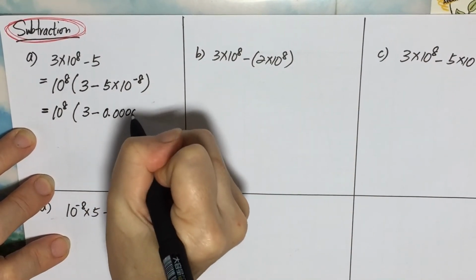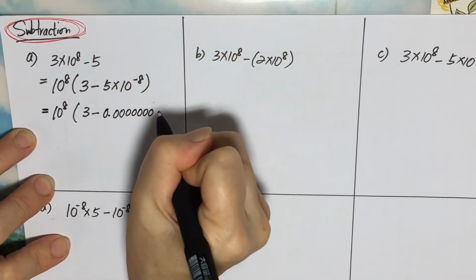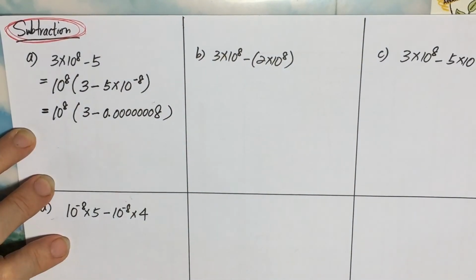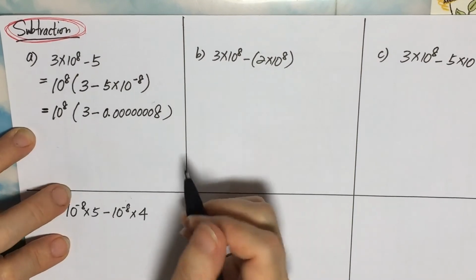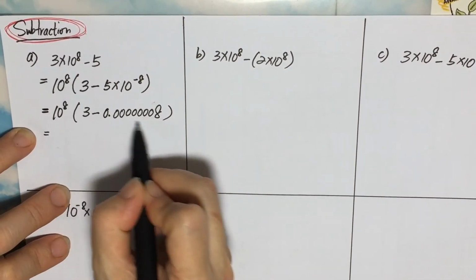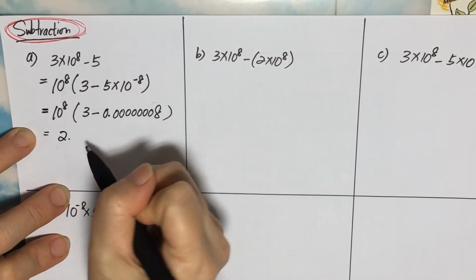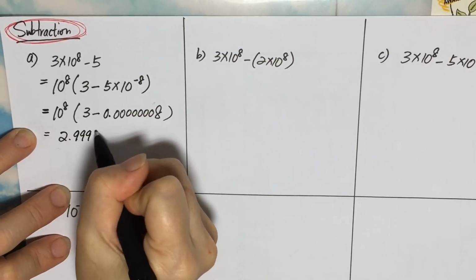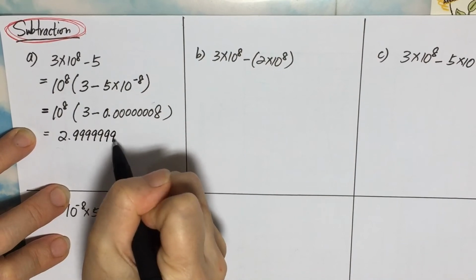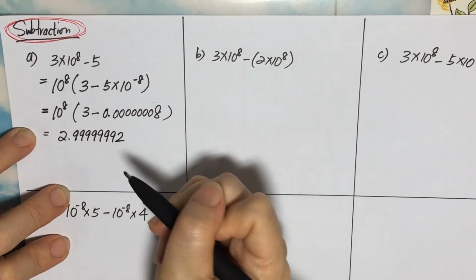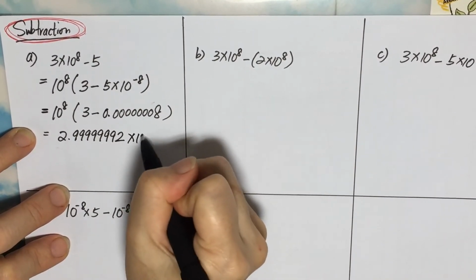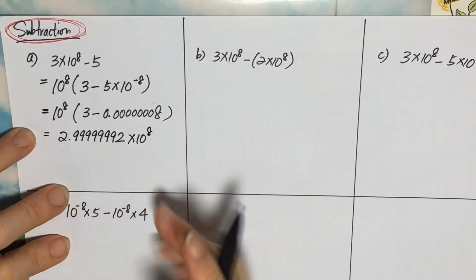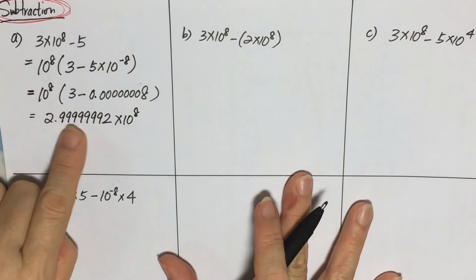So I'm getting 0.1, 2, 3, 4, 5, 6, 7, 8. So I'm getting 7 zeros there. So when 3 subtracts this, I get 2 point. How many 9s am I getting? 1, 2, 3, 4, 5, 6, 7, and 2. So times 10 to the power of 8. So this is standard form because this number is between 1 and 10.